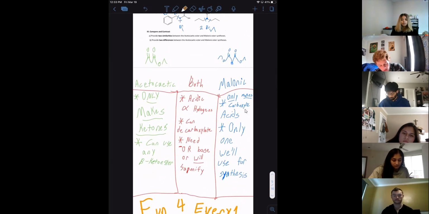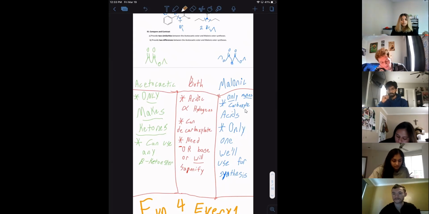Same thing for acetoacetic ester. It'll also decarboxylate the side guy off. But acetoacetic ester makes ketones. And so basically the only difference is there's this here on one side and then there's this on the other side. And on the malonic ester side, that'll turn into carboxylic acid. And on the acetoacetic ester side, that's just like something that's there.